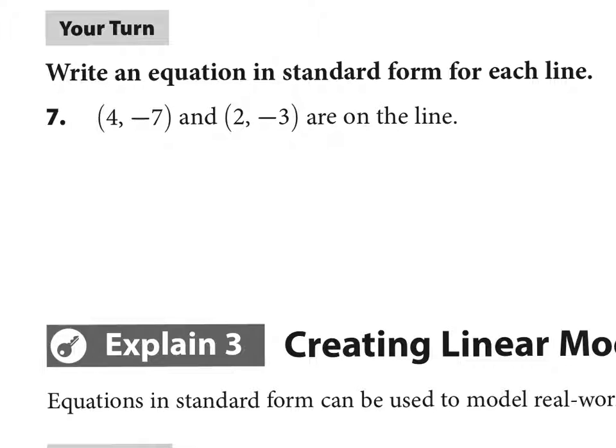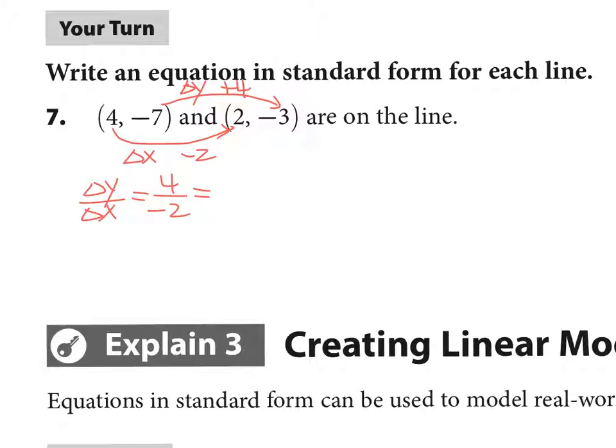So again, this is the same thing. The only difference is now I actually have to find the slope. Now how you find the slope is completely up to you again. I do change in y. So change in y here is what? I went up 4. Change in x, here I went down 2. So change in y over change in x is 4 over negative 2. We always simplify, so that would be a negative 2, and that's my m.